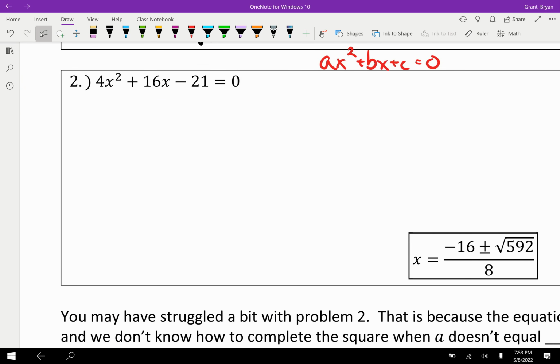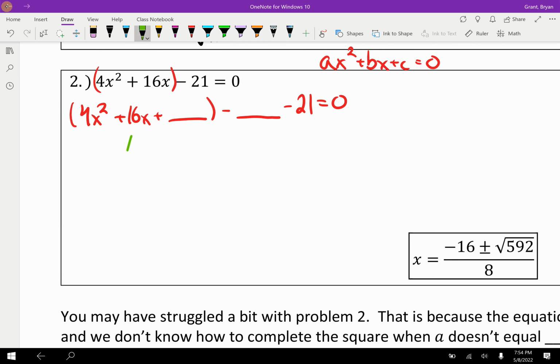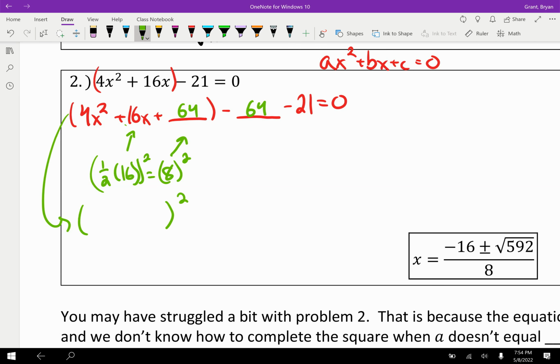Well, your first guess, hopefully, was we just do the same thing. And that would make sense, right? 4x squared plus 16x plus a blank minus a blank minus 21 equals 0. So we'd have to do half of 16, and that is 8. And then we have to square that 8, and 8 squared gets us 64, minus 64. Great. But then you'd say, okay, I think this factors into, let's take half of 16, that's 8, and it's going to be x plus 8 squared.